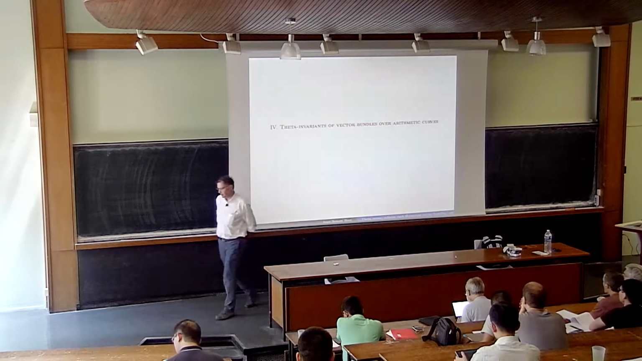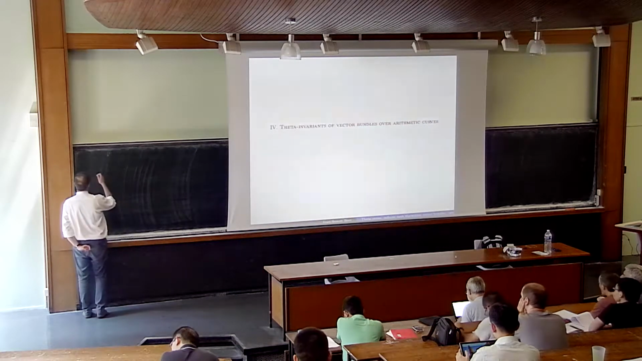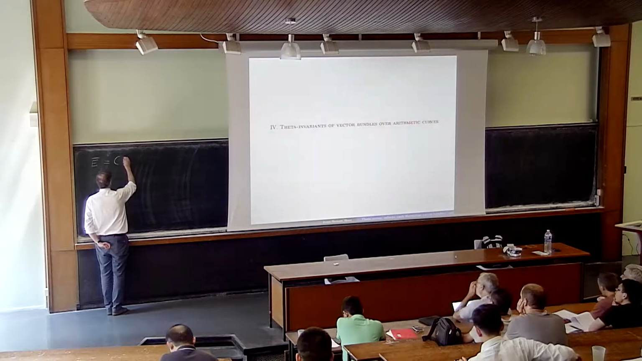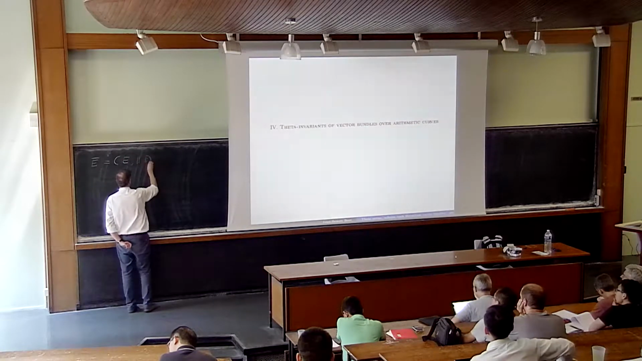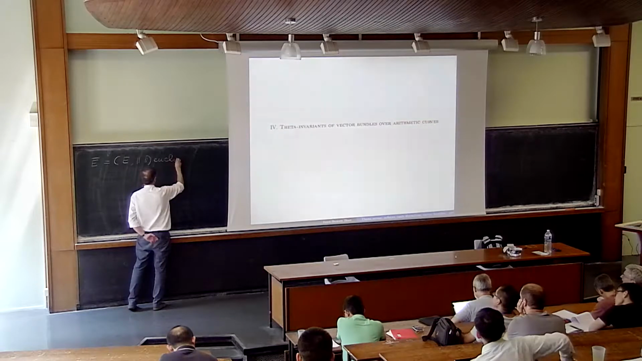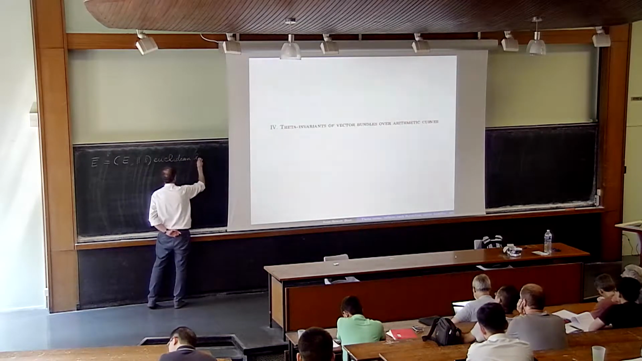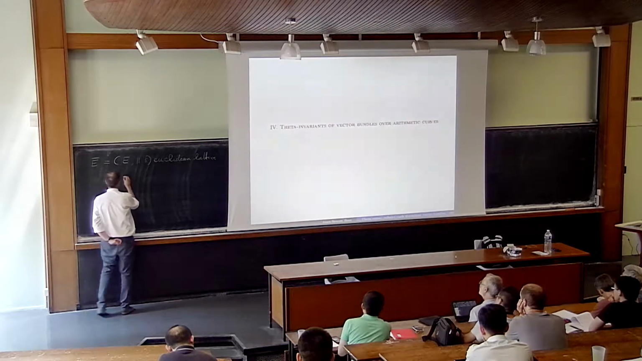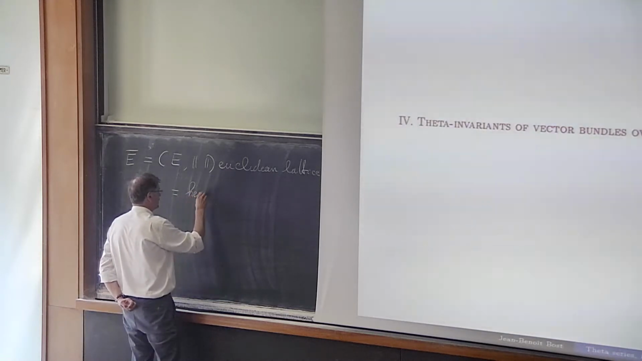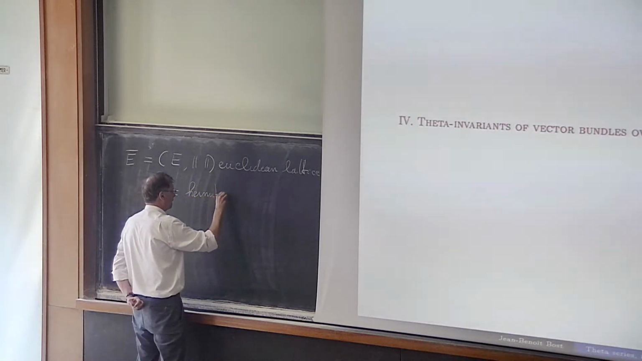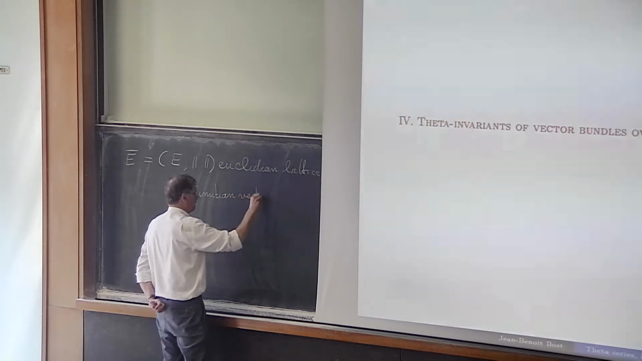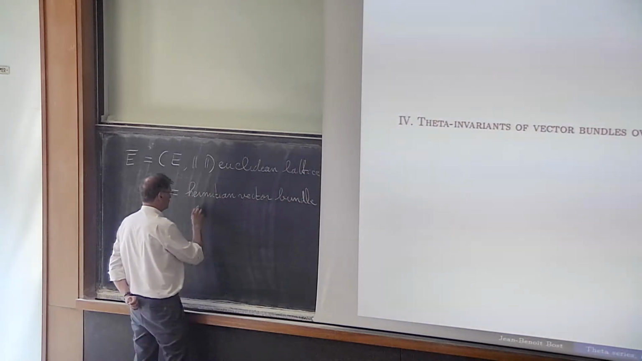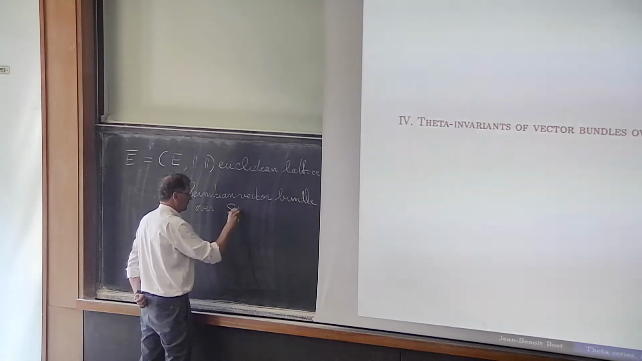So yesterday, I introduced this basic definition. If we start from some Euclidean lattice, from a more fancy point of view, it is the same thing as a Hermitian vector bundle over spec Z.